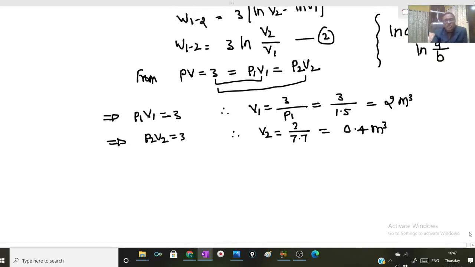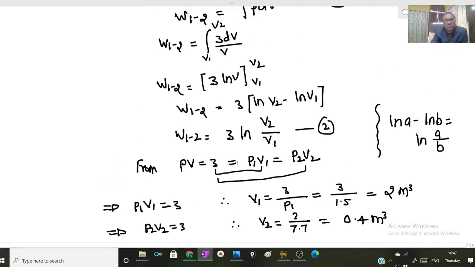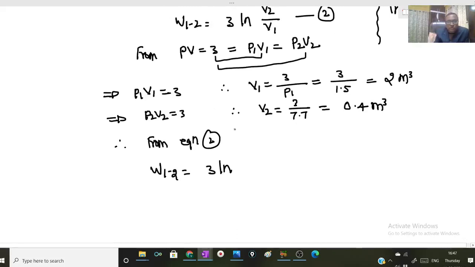Okay, so therefore, from equation 2, work done during this process will be 3 log of V2, which is 0.4, divided by 2.